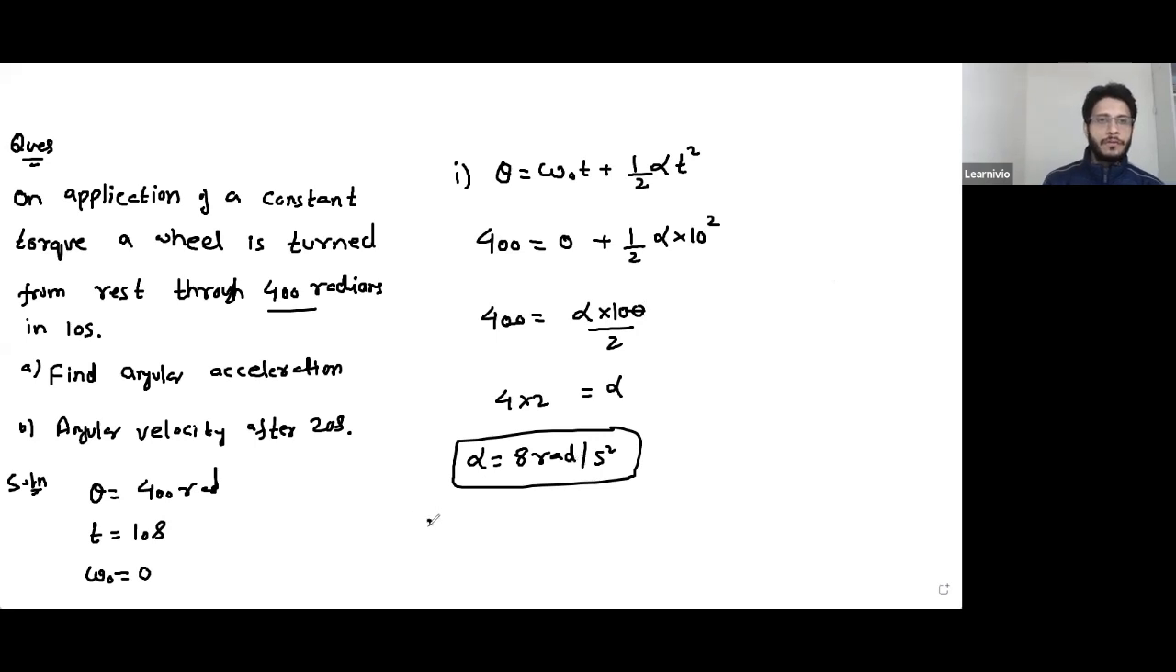After this alpha, the second part is angular velocity after 20 seconds. You can use this equation: omega is omega naught plus alpha t. Just keep on substituting the values. Omega naught is 0, alpha we just calculated is 8, and time is 20 seconds. So omega is 160 radian per second. Let's do one more question on this concept.